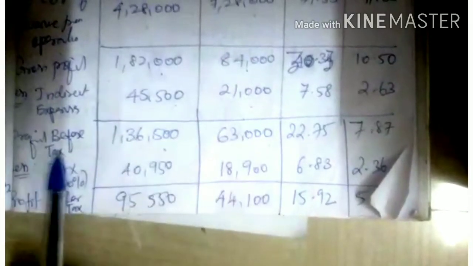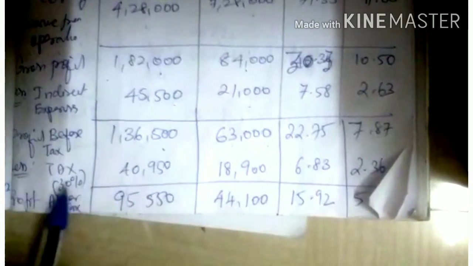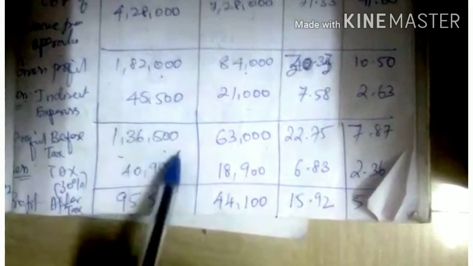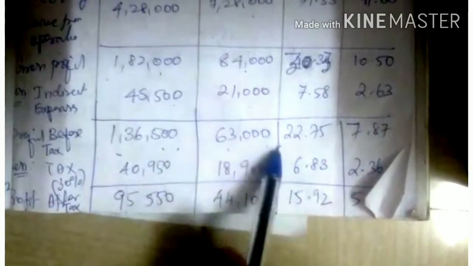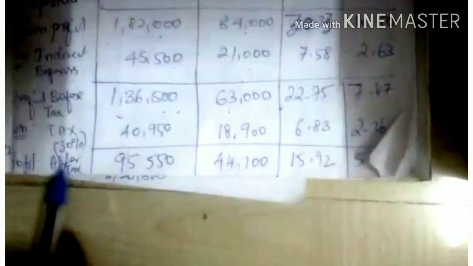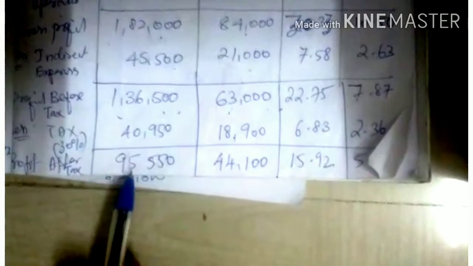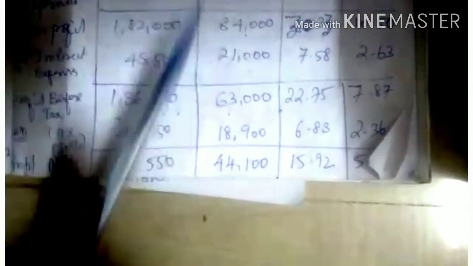Then from the profit before tax, we will calculate tax also: 30% of 1,36,500 and 30% of 63,000. Finally, we will get profit after tax. So first we have to work out all the statement figures from the problem. I will show everything from here, calculating according to the statement.